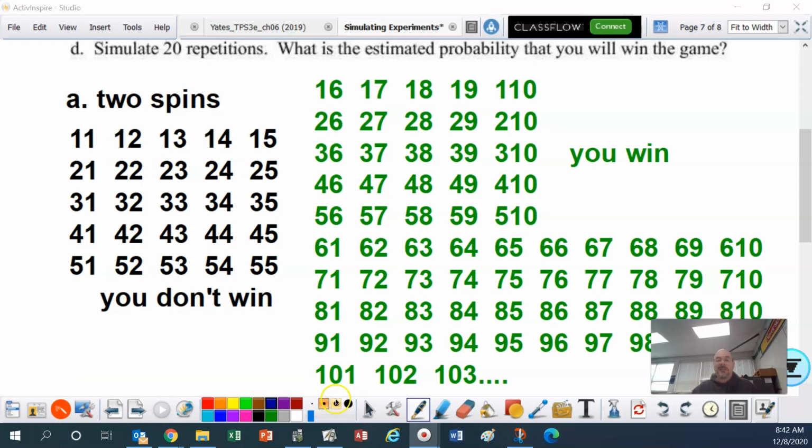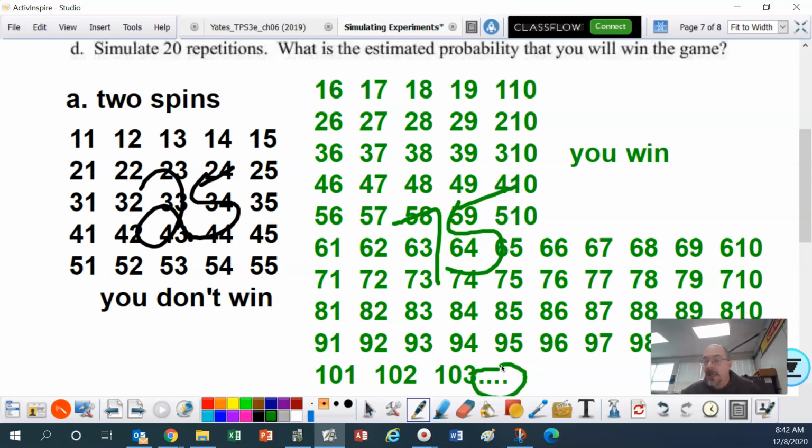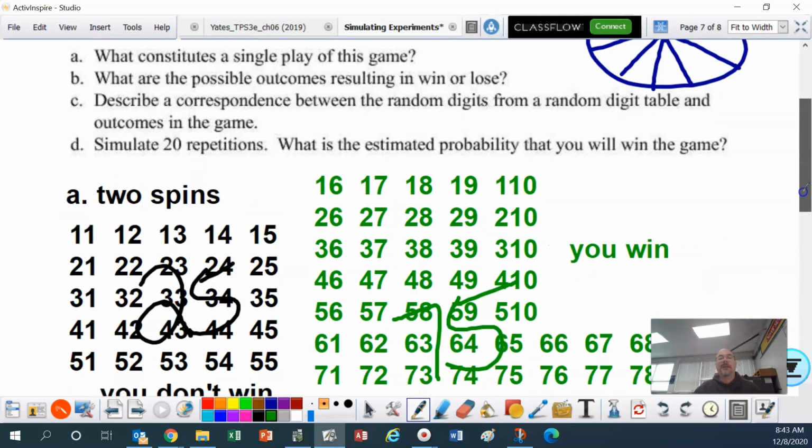Okay, so if I count these up, ladies and gentlemen, I see that there are 25 ways to lose. And it looks like then there would be 75 ways to win. Now, I didn't finish the last row. Please note that it's 10-1, 10-2, 10-3, and so on. So 75 ways. All right, so that is part B. What are the possible outcomes? So that's part B.